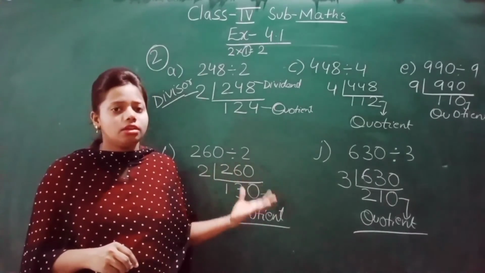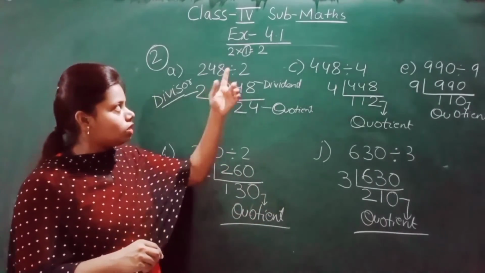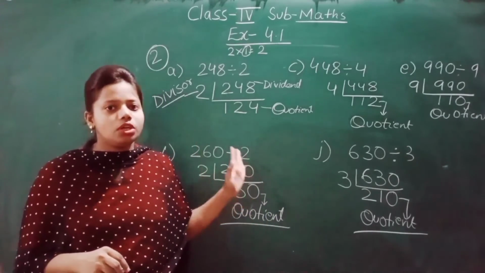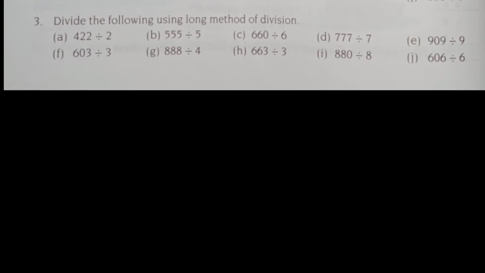Now the last question of exercise 4.1 is there. Let me see. Let me read the last question of this exercise. Question number 3. Divide the following using the long method of division.